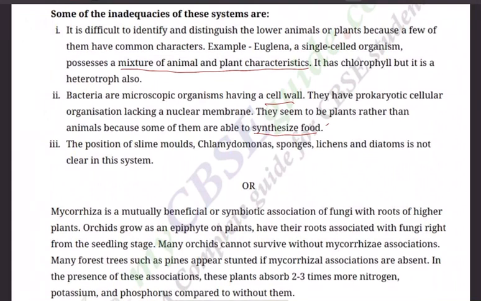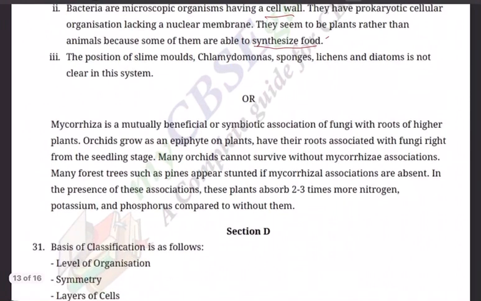If you are finding it difficult to answer that question, then you can have the difference question. Define the term mycorrhiza. How do these associations affect a plant? Explain with example. Mycorrhiza is a mutually beneficial symbiotic association of fungi with roots of higher plants. So here it is the symbiotic association of fungi with roots of higher plants.